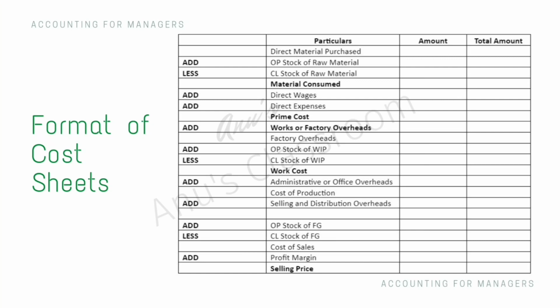You have to add factory overheads as well as the opening stock of work in progress items, whereas you have to reduce the closing stock of work in progress items to get the works cost. You will add the administrative or office overheads to get the total cost of production, as well as the selling and distribution overheads. Now we will also add the opening stock of the finished goods that are there with us, and we will deduct the closing stock of the goods to get the cost of sales.